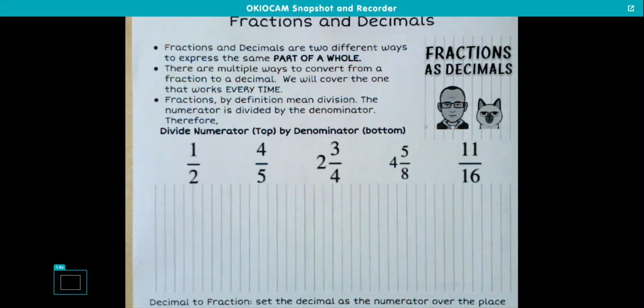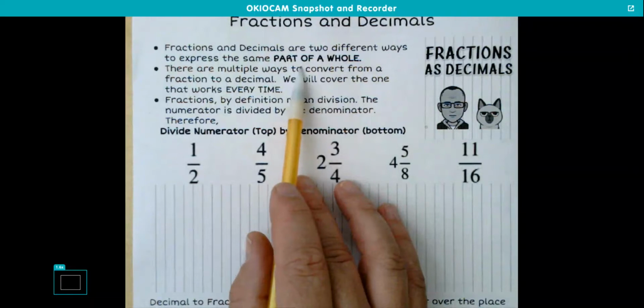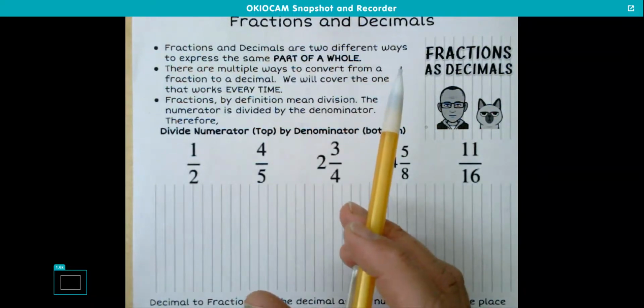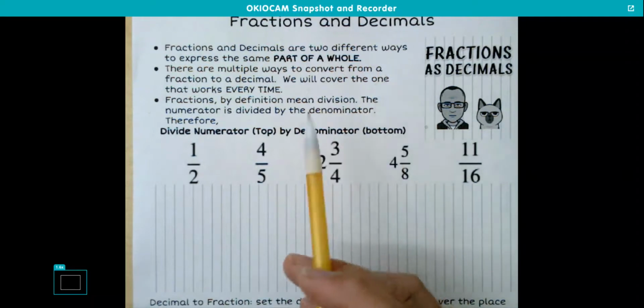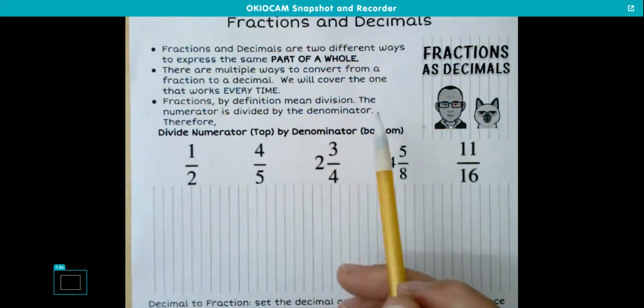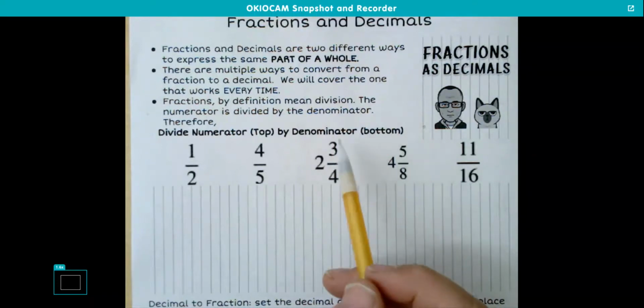All right, so we're going to look now. We're going to begin our discussion regarding fractions, decimals, and percents. If you were to ask someone to define a fraction, they would tell you it was part of a whole. If you asked someone to define a decimal, they'd tell you it was part of a whole. So since they can both represent the same part of a whole, there's a way to convert between fraction form to decimal form. There are a number of ways to do this.